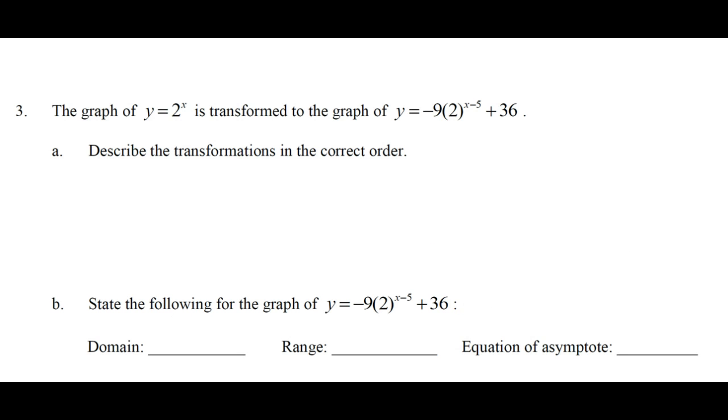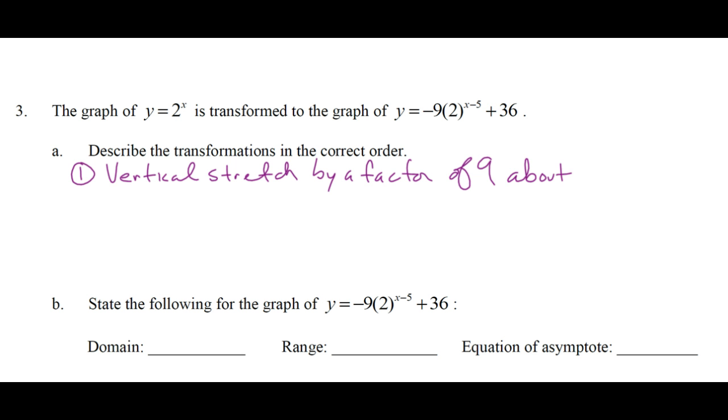Number 3. Transformation. The graph of y equals 2 to the x is transformed to the graph of y equals negative 9 bracket 2 to the x minus 5 plus 36. Describe transformations, correct order. So number 1, what's up? Vertical stretch by a factor of, stretch by a factor of 9 about the x-axis.